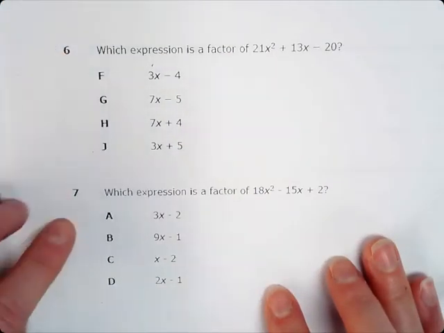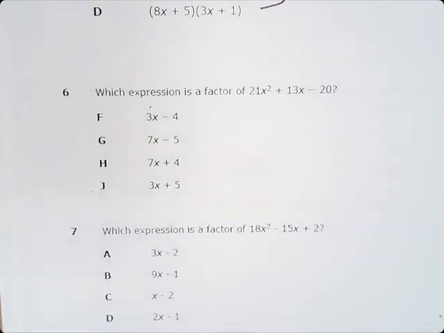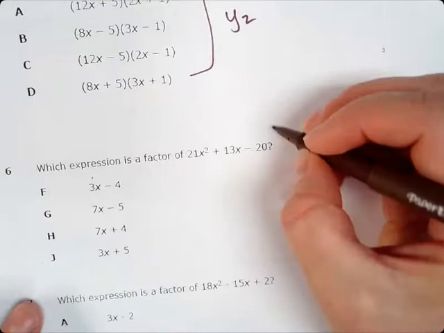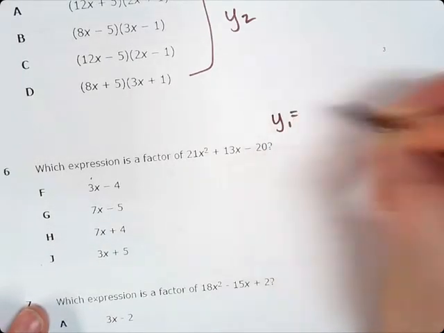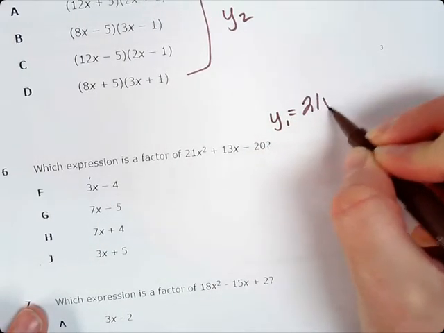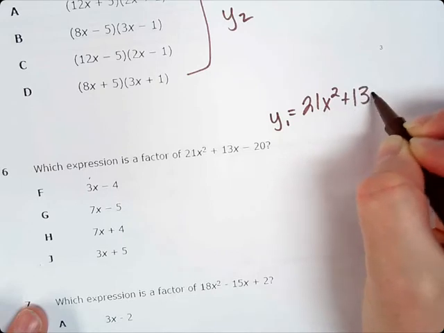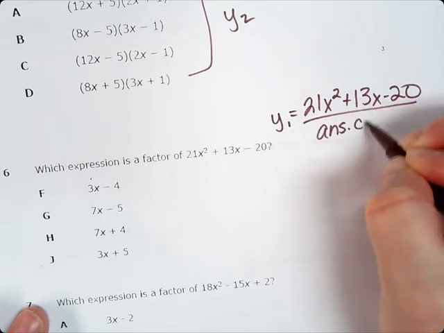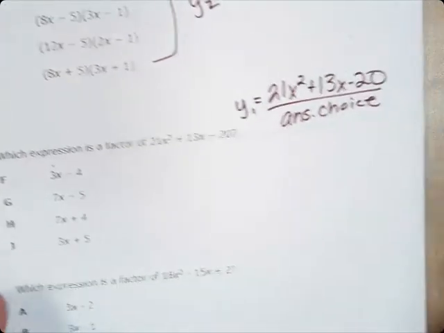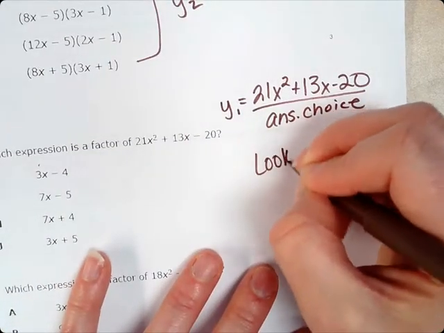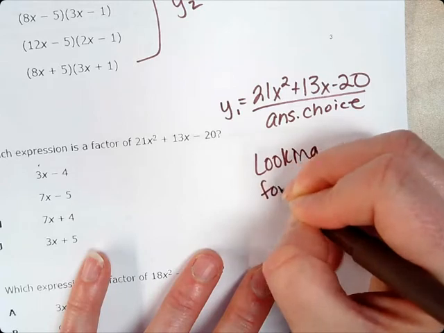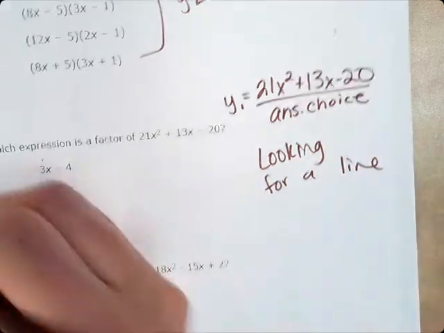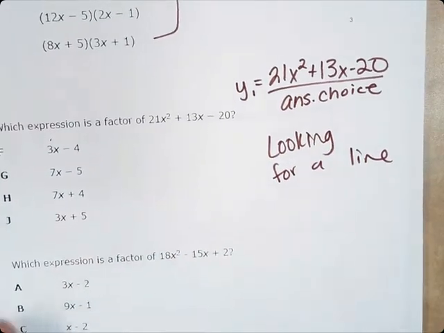So on 6 and 7, it's asking you which expression is a factor. So how are we going to do that? Yeah, put the answer choices. And what are we looking for? Yeah. So 6, 7, and 13 are just like that.